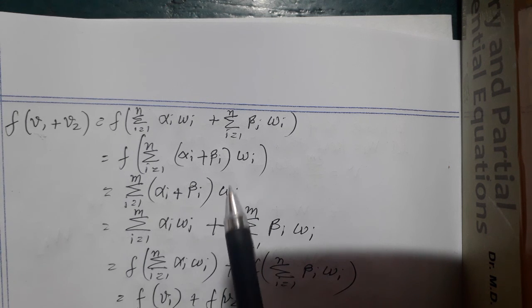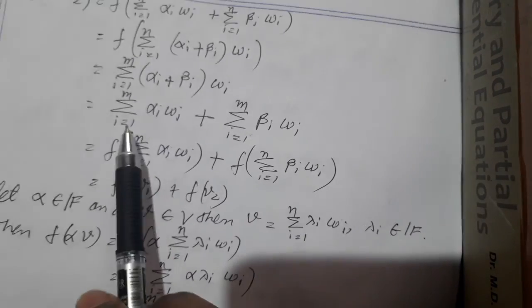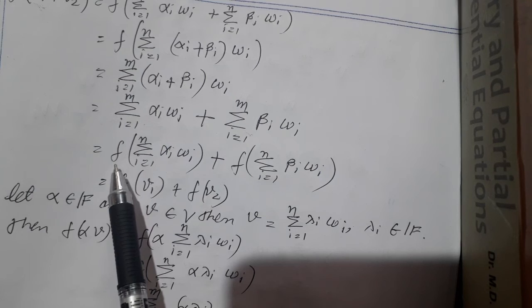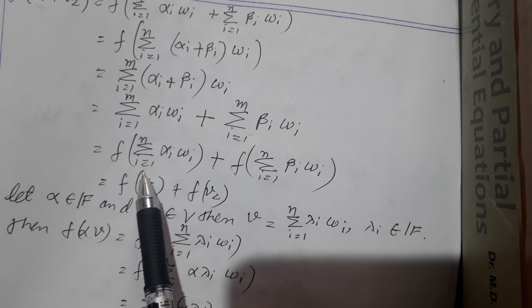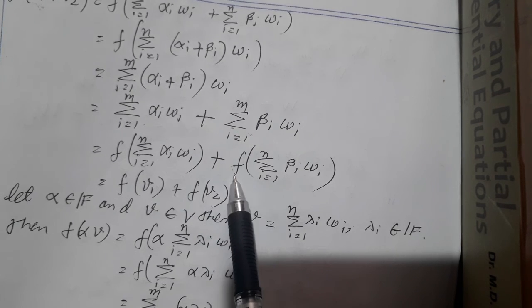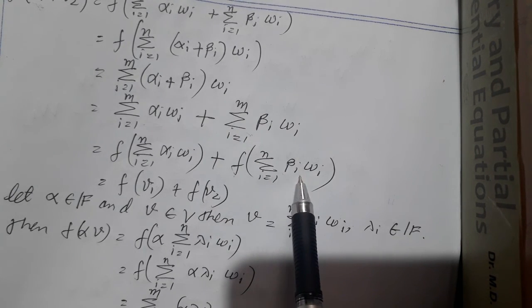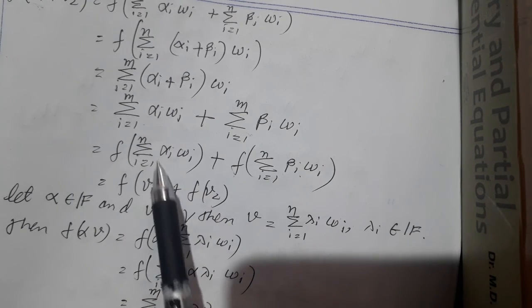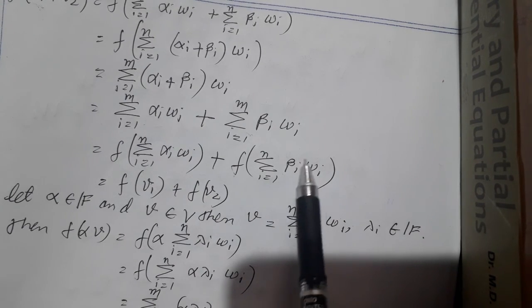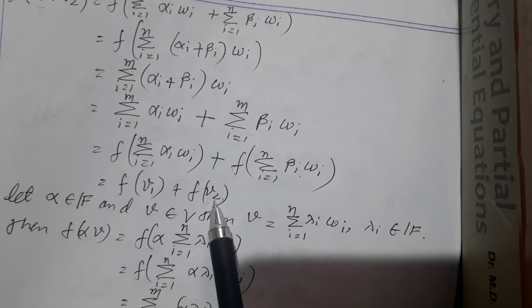Okay, so this is an element in W. This can be separated as this. If we reverse back the definition here, this can be written as f of summation i equal to 1 to n alpha i wi plus f of summation i equal to 1 to n beta i wi. So this is nothing but v1, and this is nothing but v2. So this is f of v1 plus f of v2.